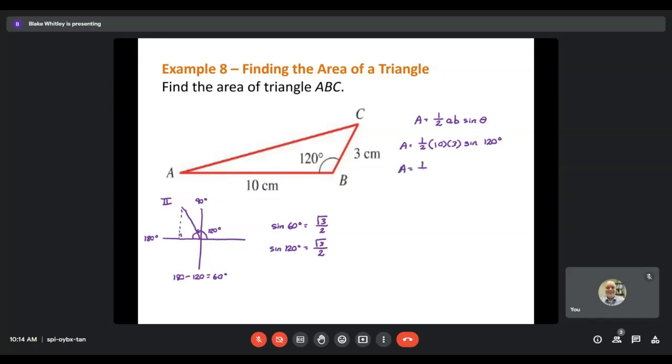So we have 1/2 times 10 times 3 times square root of 3 over 2. And now we just simplify. So in this case, we end up with 30 times 1/2 is 15. And so this is going to give us 15 square root of 3 over 2.